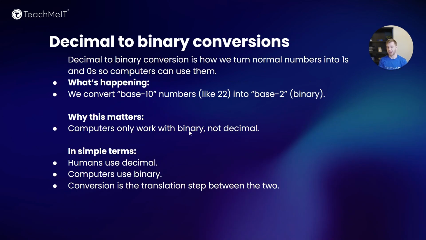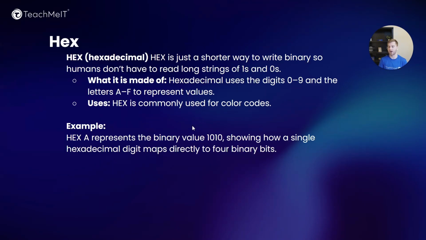Next is decimal to binary conversions and the concept. Don't worry too much about understanding how to do this. Focus more on understanding the concept. So in simple terms, humans use decimal format many times. Computers use binary. Conversion is just the translation between binary to decimal or decimal to binary. Don't worry too much about doing the conversion, just understand what this means from a concept level.